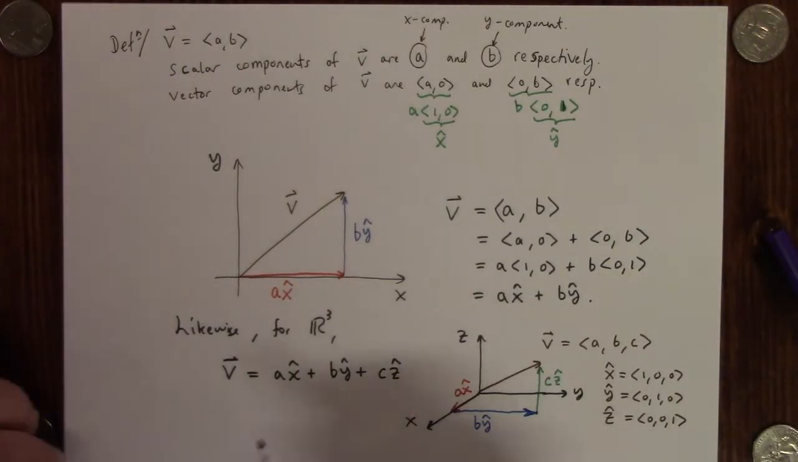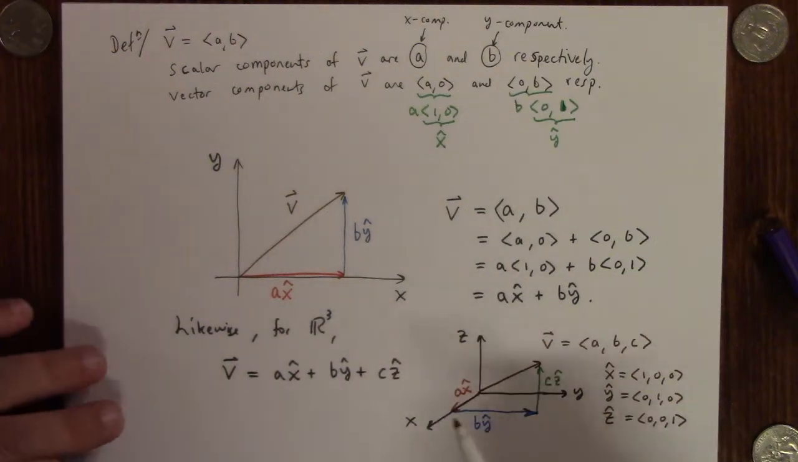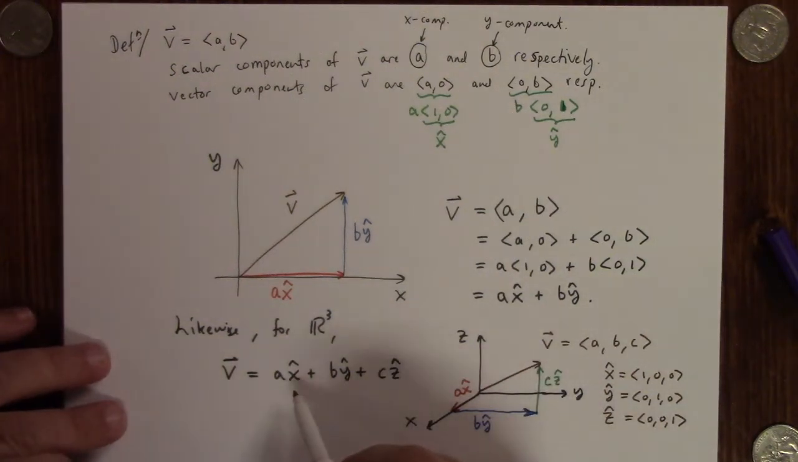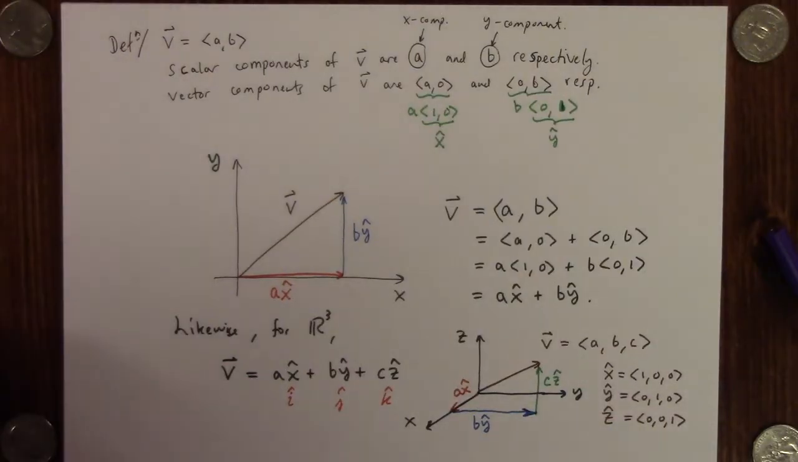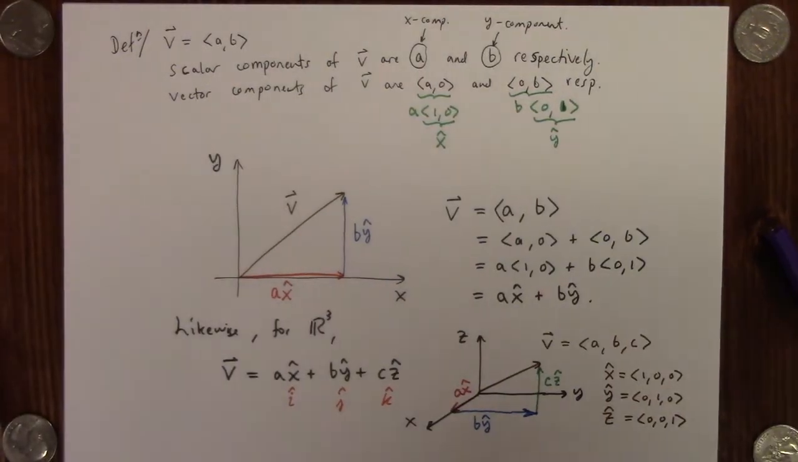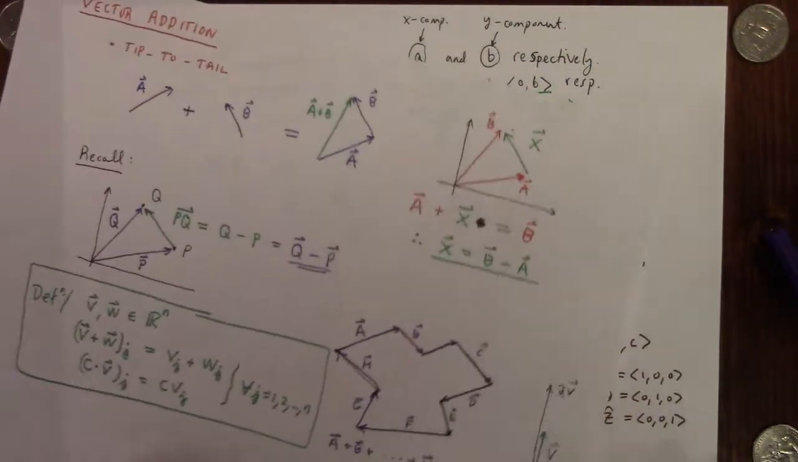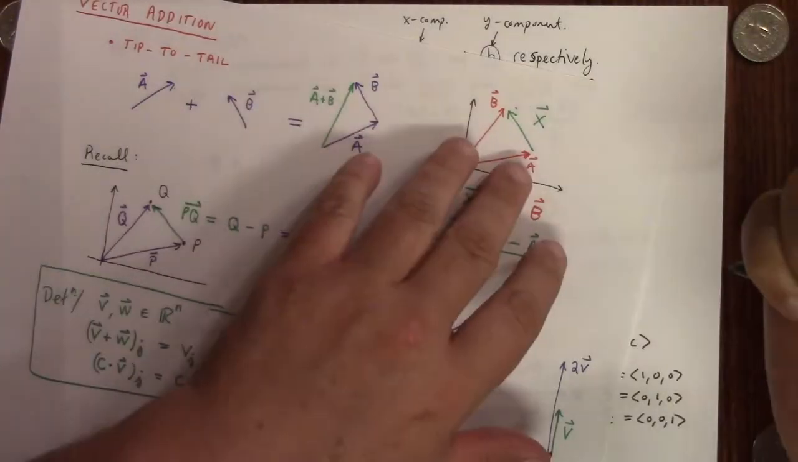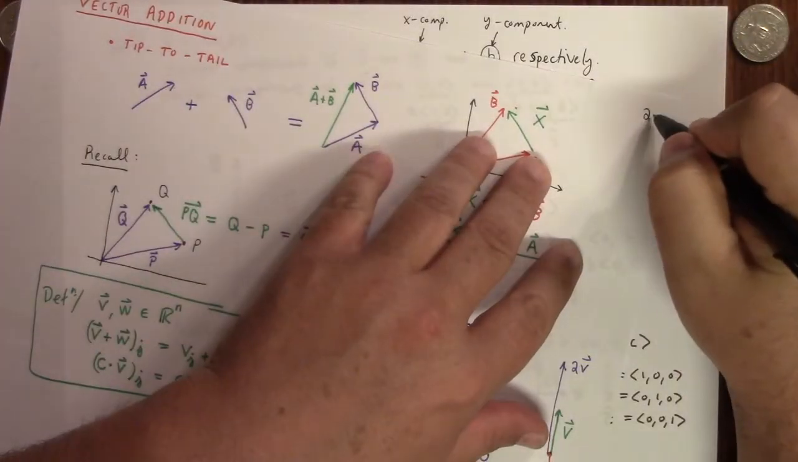Other books will use i, j, and k boldface rather than x hat, y hat, z hat, but as we go on in this course, you'll see why I use x, y, and z. Other people would use i hat, j hat, and k hat in place of x, y, and z. I use x, y, and z hat because it naturally transitions to curvilinear coordinates later, and I just think it's a better notation.